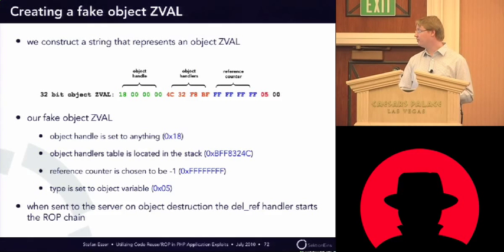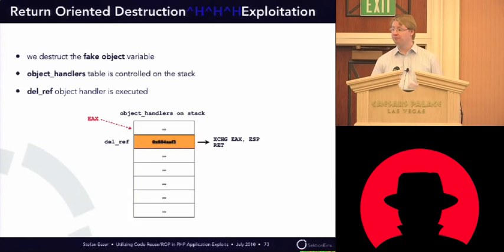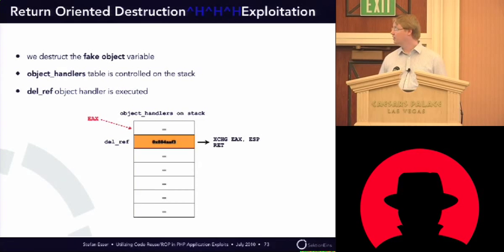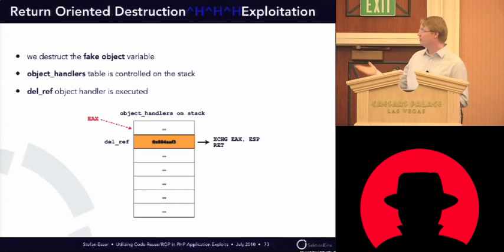So what will happen now is at the end of the lifetime of this data structure you created with unserialize, this object will be destroyed. And the destructor will go to the object handler table, which is your stack buffer, and take the second entry, and call it. What we do is we just have an address there that points to exchange EAX ESP and the ret. So after the exchange EAX ESP, the stack pointer will be pointing to the first slot of your buffer.